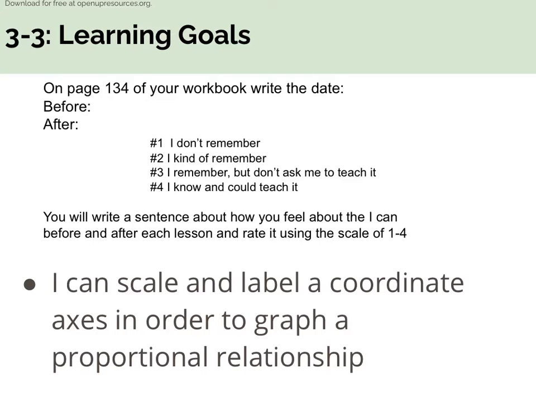We're going to look at the I can statements for lesson 3. It's: I can scale and label a coordinate axis in order to graph a proportional relationship. Go ahead and write yourself a sentence on how you feel about that right now, and then give yourself a number 1 through 4.